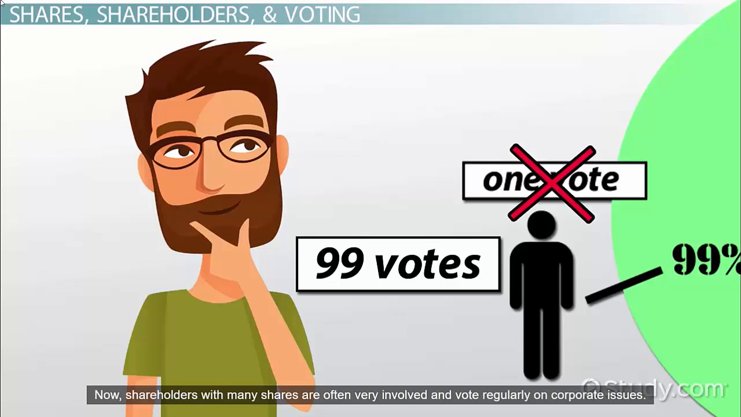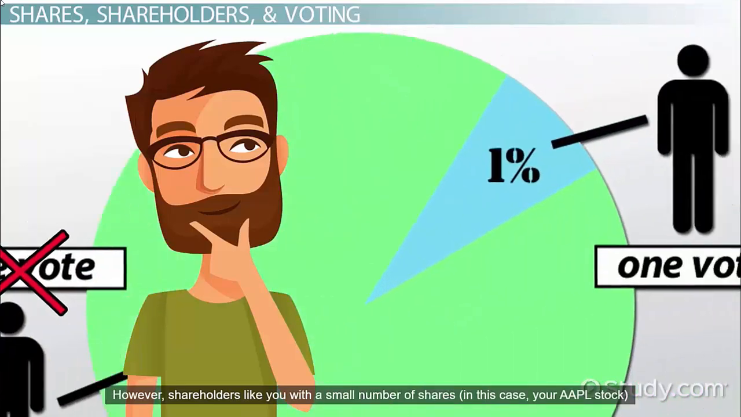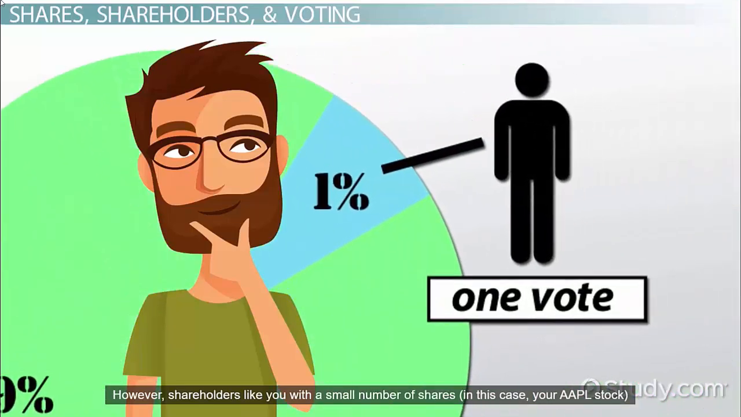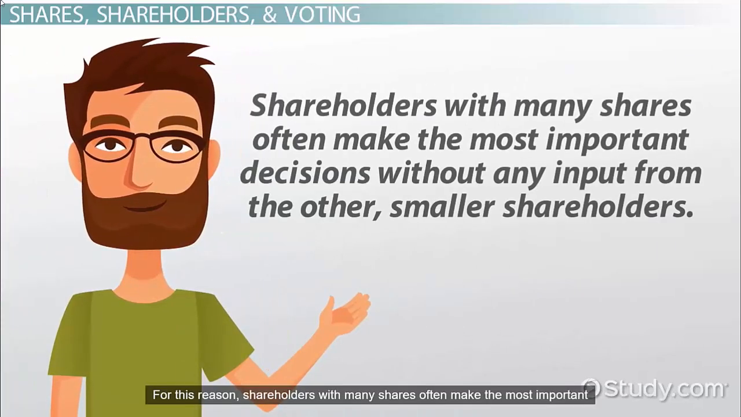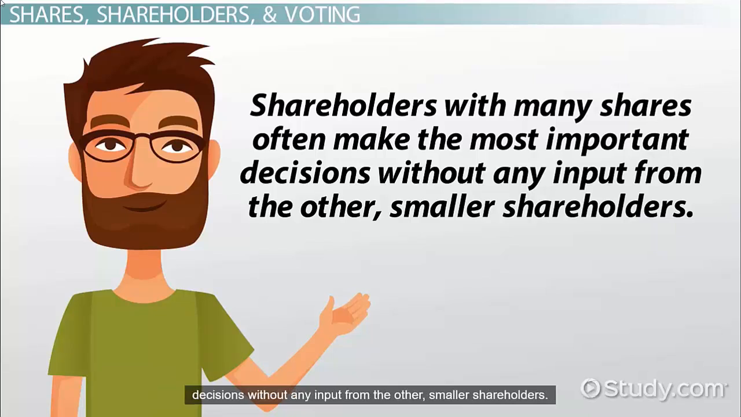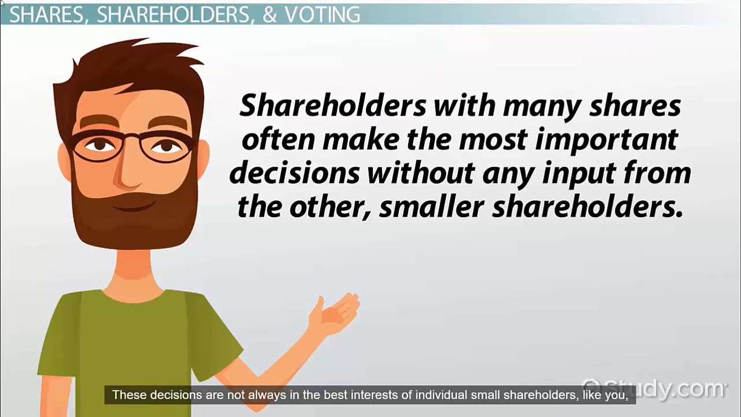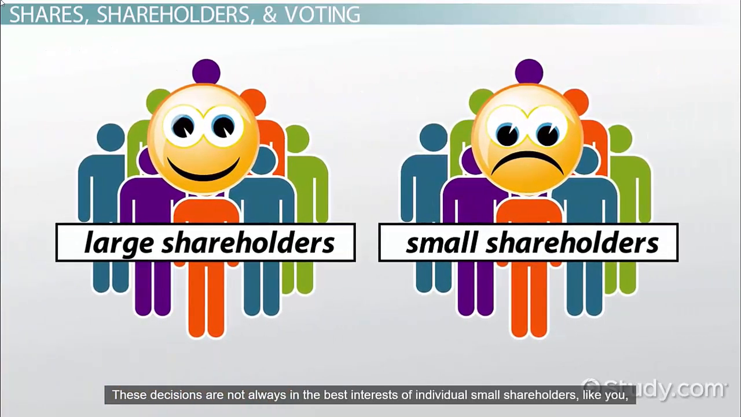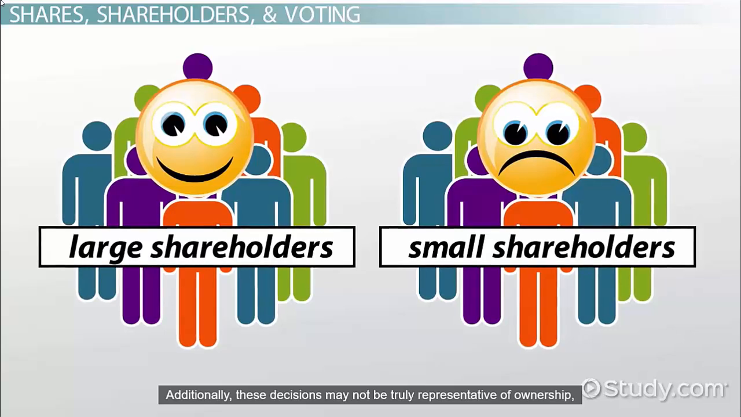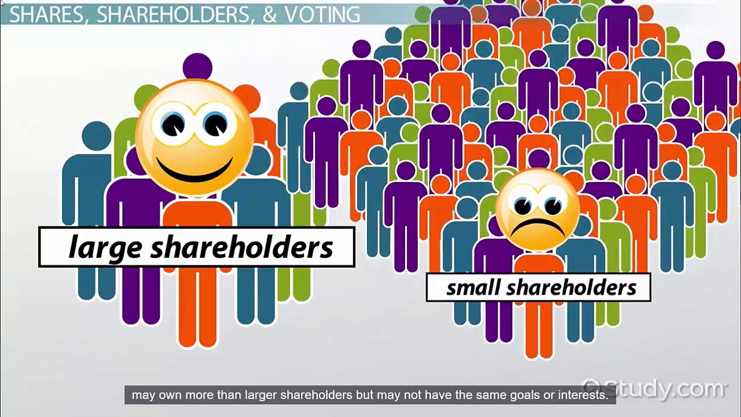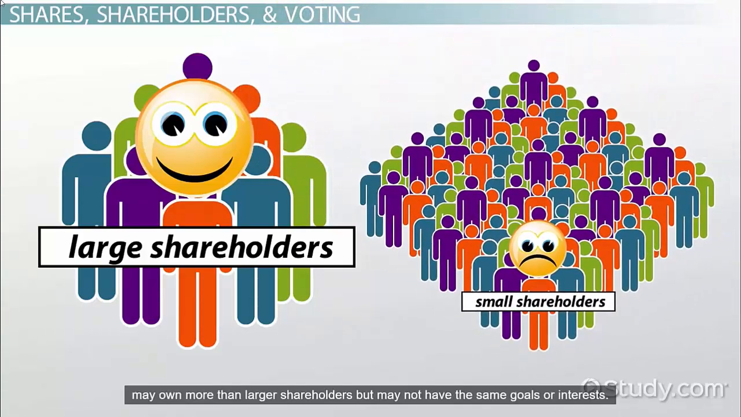Now, shareholders with many shares are often very involved and vote regularly on corporate issues. However, shareholders like you with a small number of shares, in this case your AAPL stock, aren't very involved and vote rarely, if at all. For this reason, shareholders with many shares often make the most important decisions without any input from the other, smaller shareholders. These decisions are not always in the best interests of individual small shareholders like you or other key players. Additionally, these decisions may not be truly representative of ownership, because small shareholders, as a group, may own more than large shareholders, but may not have the same goals or interests.